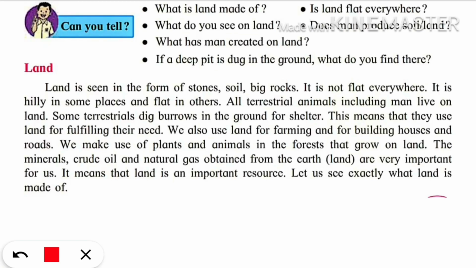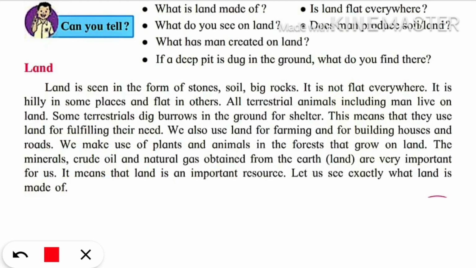Some terrestrial animals dig burrows on the ground for shelter. This means that they use land for fulfilling their needs. We all use land for fulfilling our needs. We also use land for farming and for building houses and roads. We make use of plants and animals in the forest that grow on land. The minerals, crude oil and natural gas obtained from the earth, means land, are very important for us. It means that land is an important resource.